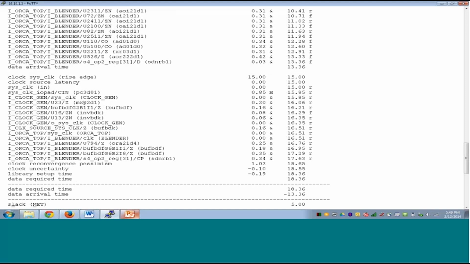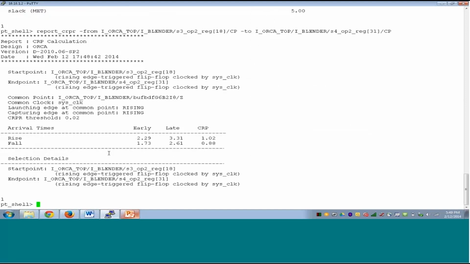Here the path is going through a MUX, yeah. So it can be because of different paths, or it's not because of different paths, because the common clock path is common, it's unique. So it is because of the CRPR, it is because of the derate values. We have given derate as 1.1 and 0.9.